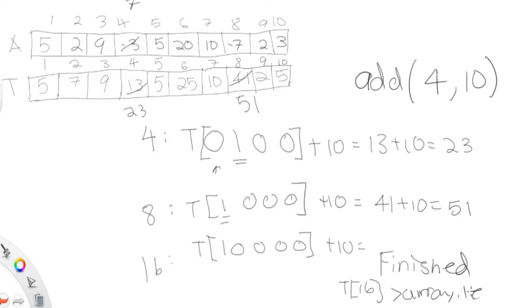16 is greater than the array length, so we stop. That's basically how you would update values in your Fenwick tree by adding values like 10 and stuff like that. So this is a pretty basic overview of how Fenwick trees work.